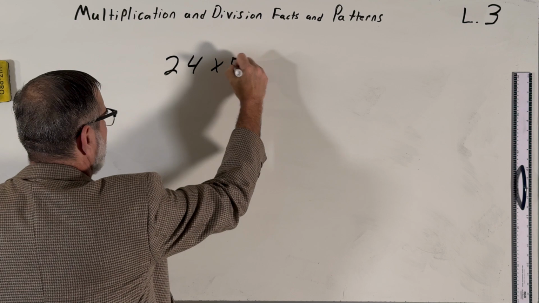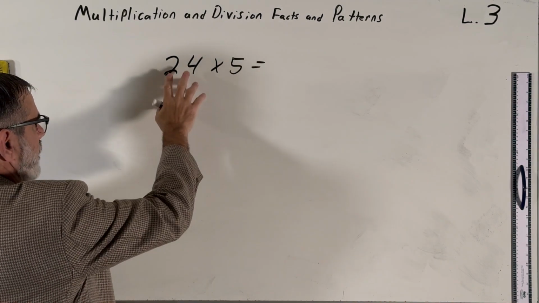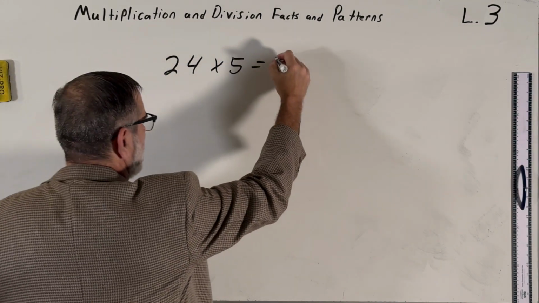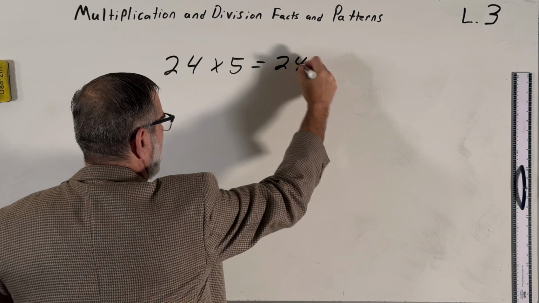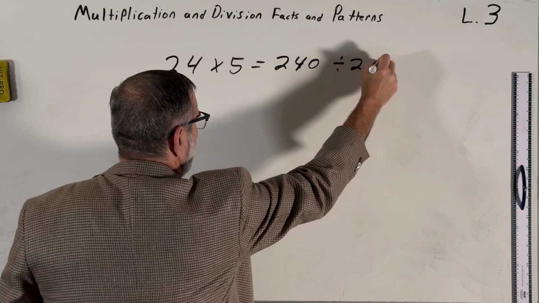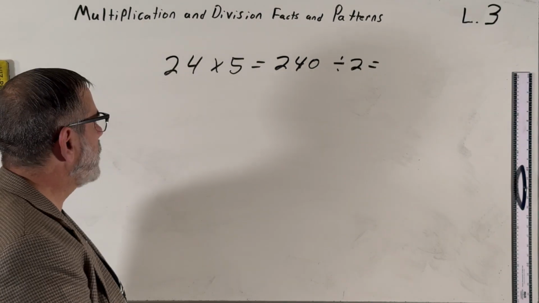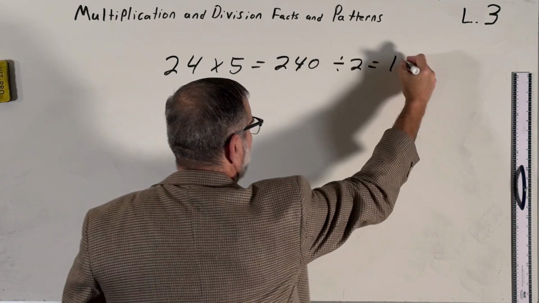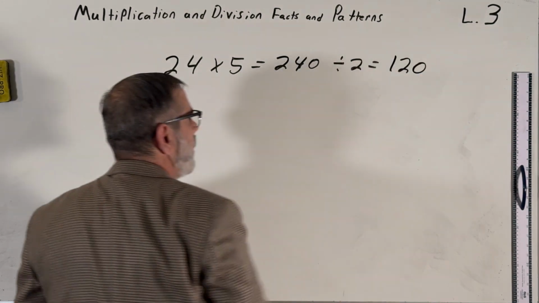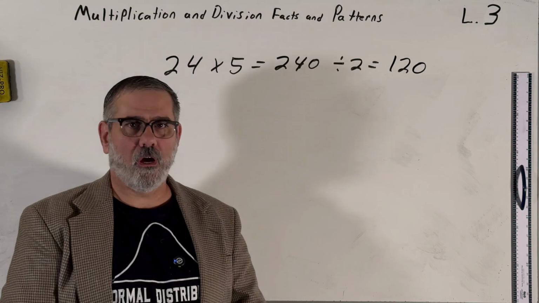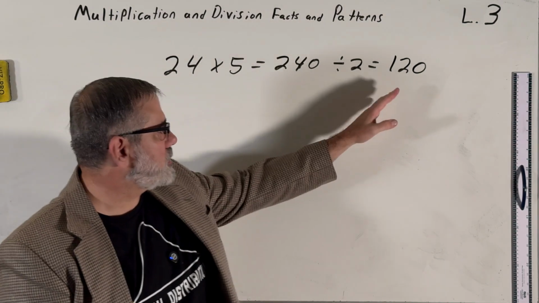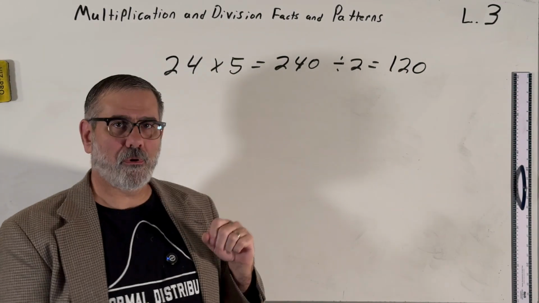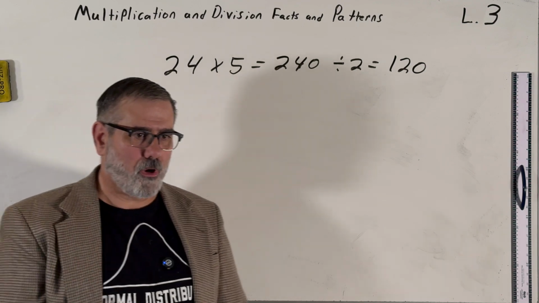24 times 5. If I multiply this times 10, I get 240. And then I need to divide that by 2 to get my final answer for 24 times 5. Half of 240, well, half of 2 is 1, half of 4 is 2, half of 0 is 0. So 24 times 5 is 120. Now you can do this all in like one step, or you can do the 2 steps separately. Let's let you try one at home, see how it goes.